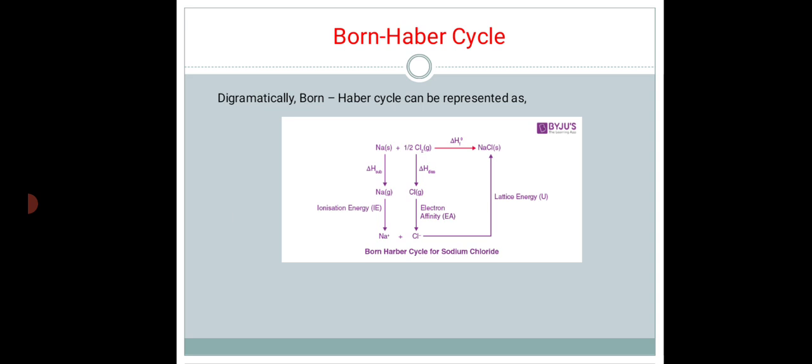Now the third point is lattice energy. The amount of energy released when the appropriate number of oppositely charged ions in their isolated gaseous state are brought together to form 1 mole of ionic solid is known as lattice energy or enthalpy of lattice formation, and it is represented by U.